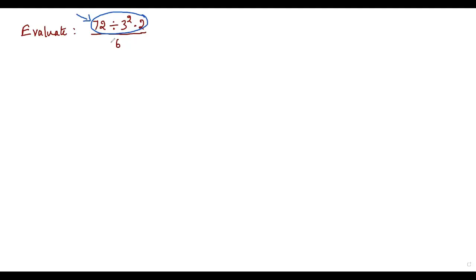But the numerical expression over here contains multiple operations, that is division, exponent, multiplication. Whenever I want to evaluate a numerical expression which contains multiple operations, I have to use PEMDAS. What is PEMDAS? PEMDAS is a rule which tells us the order of operations of multiple operations, that is, which one has to be done first, which one has to be done second, and so on.